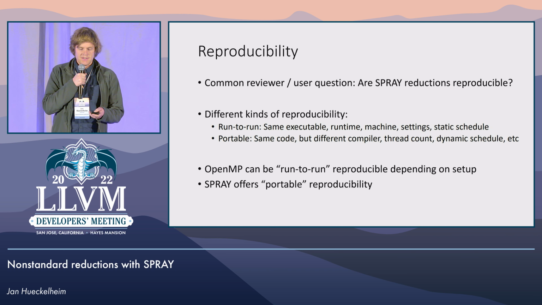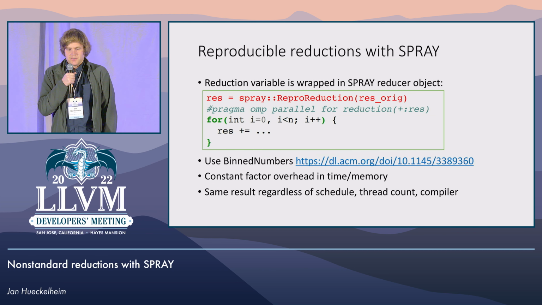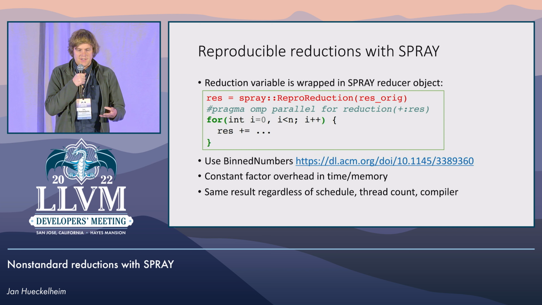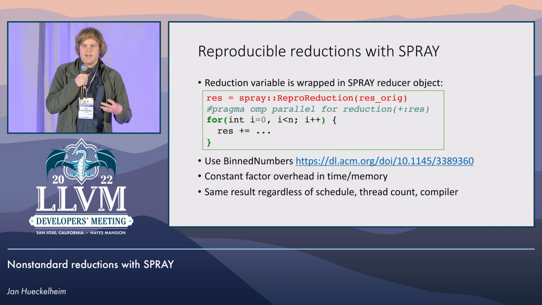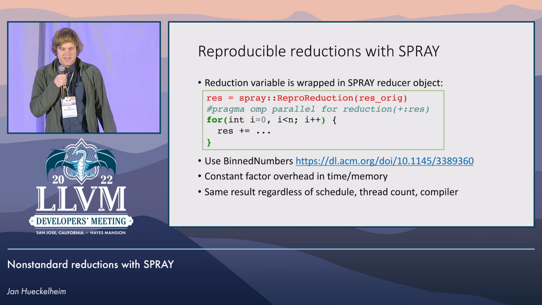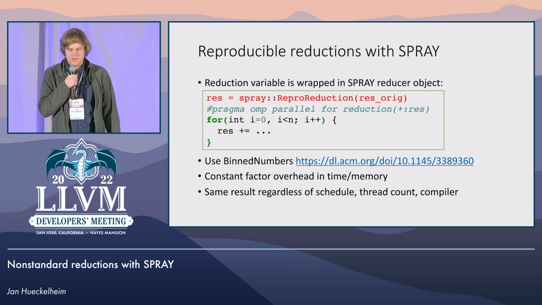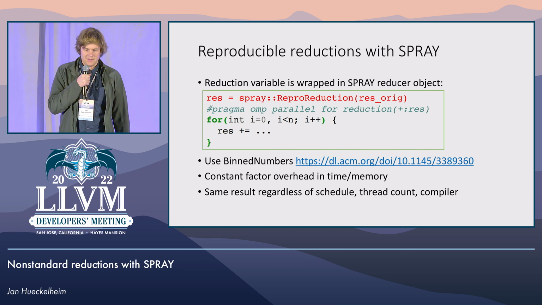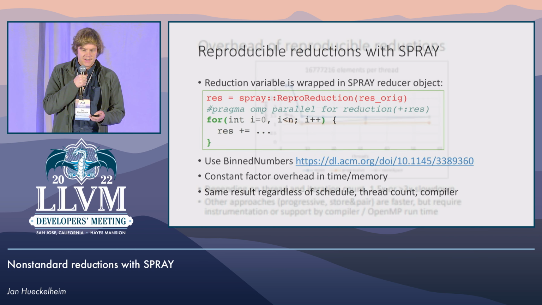And for that reason, we started exploring reproducible reducer objects, which allow you to wrap your reduction variable in one of these reproducible reduction objects, and then under the hood make sure that whatever happens, you will get a bitwise exact same result on any system and with any thread count that you're using. The current implementation uses something called binned numbers, which is not something we invented ourselves. It comes from the Reproducible library, and we're just wrapping it in reducer objects.